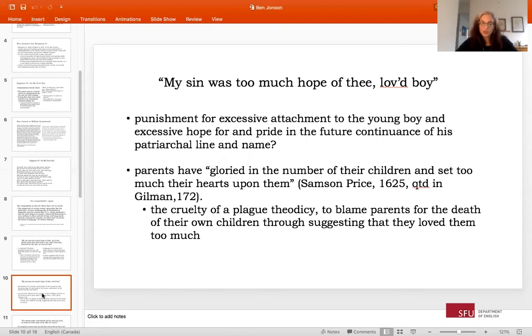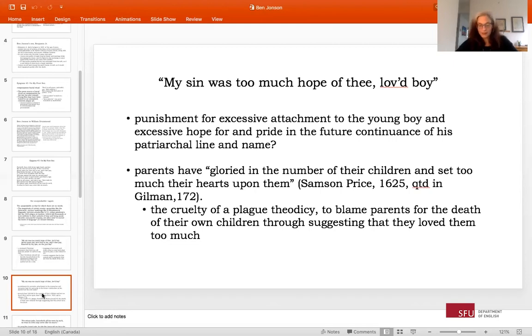And at least one preacher in a sermon after a bad plague year listed among the sinful human causes of the pestilence that parents have, quote, gloried in the number of their children and set too much their hearts upon them. Frankly, I think this reads as preachers finding justification after the fact to rationalize the death of innocent children. And it is a rather cruel aspect of plague theodicy to blame parents for the death of their own children through suggesting that they loved them too much.